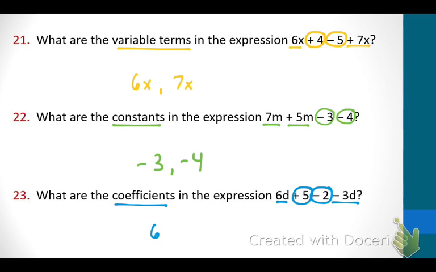6D and negative 3D. Okay, she said 6D and negative 3D. If you go back to coefficients, it says the number part. So I do not want the variable there. So what should it be? 6 and negative 3. Okay, so be careful on a multiple choice exam like your midterm. 6D and negative 3D would probably be an option that I would slip in there. So make sure you really know and understand what these terms mean.